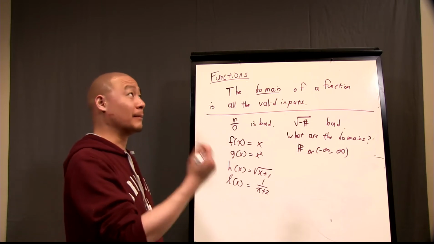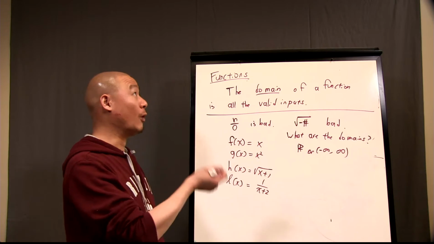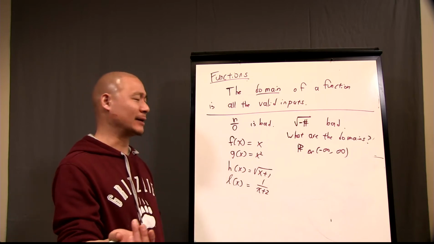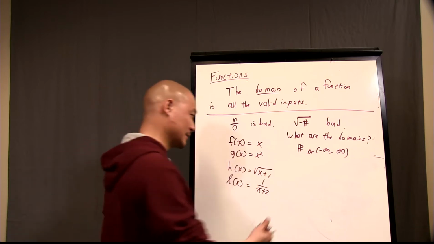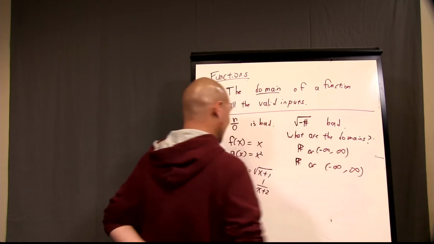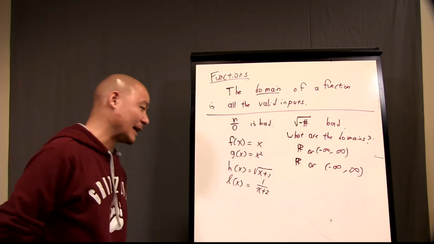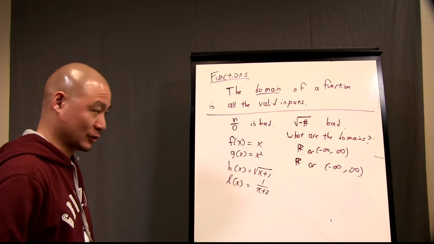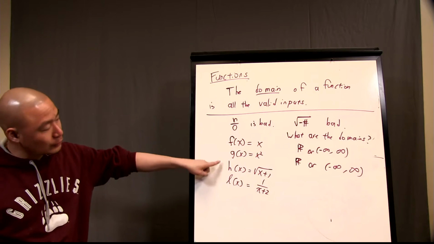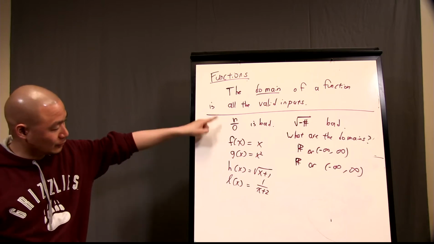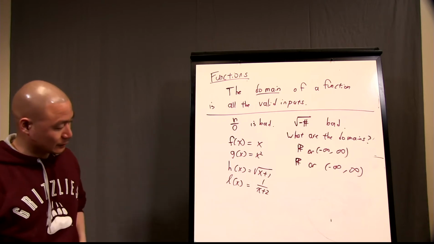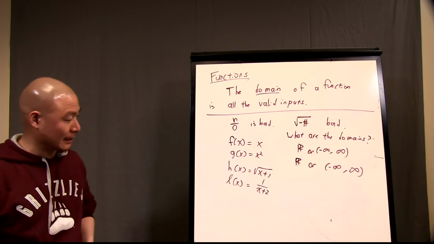If g of x is x squared, then I have to ask myself, what numbers am I allowed to square? What numbers can I multiply by themselves? And I can multiply any number by itself, right? So it's really all the same stuff again. 10 times 10 is defined, negative 4 times negative 4 is defined, 0 times 0 is defined. So all of those are perfectly fine. You only really need to worry about the domain when we have square roots, or when we have terms in the denominator.